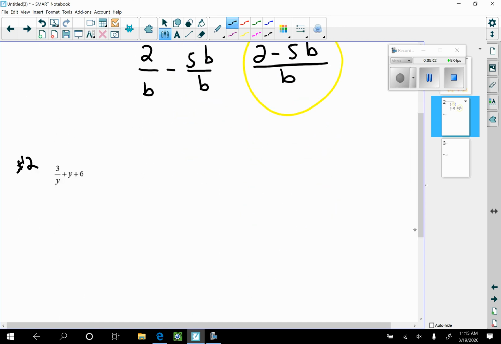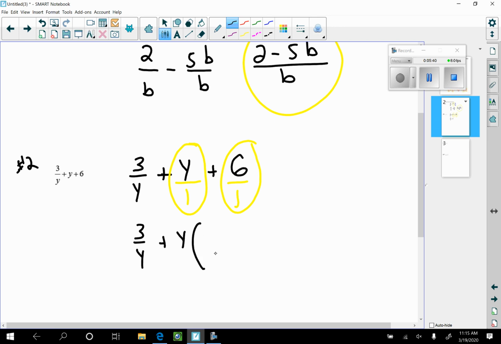Example 2, I'm going to rewrite it here. Oh, I have 3 terms. 3 over y plus 6. And I have to realize that I'm putting that over 1 and that over 1. And in order to add fractions or rational expressions, I have to have common denominators. So I have to put this one over y and this one over y. How do I do that? I'm going to multiply both of them. I'm going to rewrite the problem here.